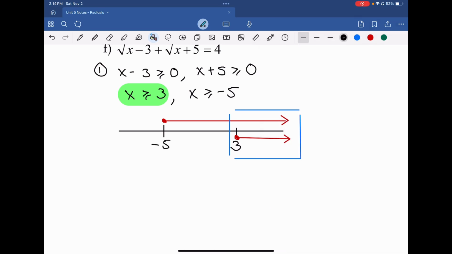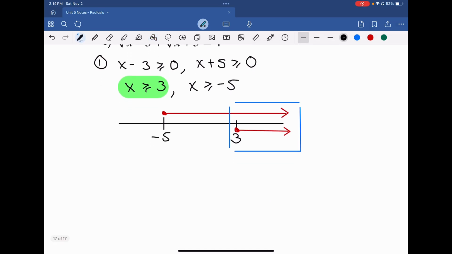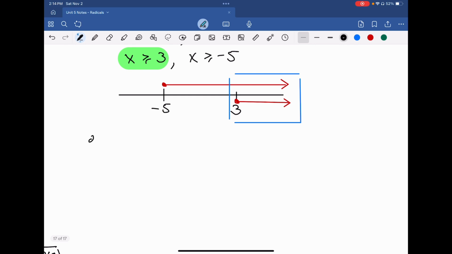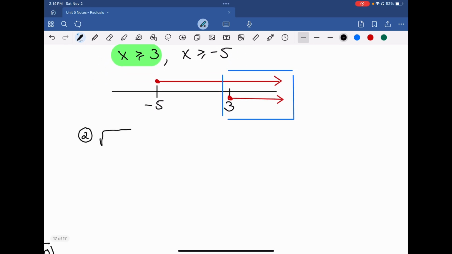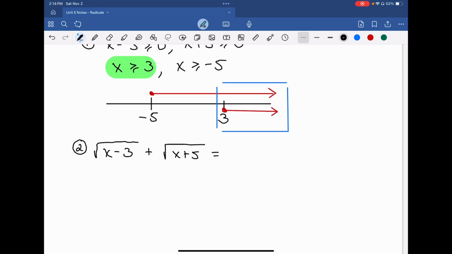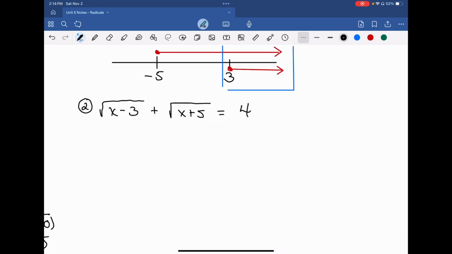Okay, now that we have that out of the way, we can start to solve. So we have our restriction. Let's begin to solve this. It's part 2, sorry. We're going to take the square root of x minus 3 plus the square root of x plus 5, which is equal to, on our other side, 4. I'm going to square both sides. So take this side, square it. Take this side, square it.